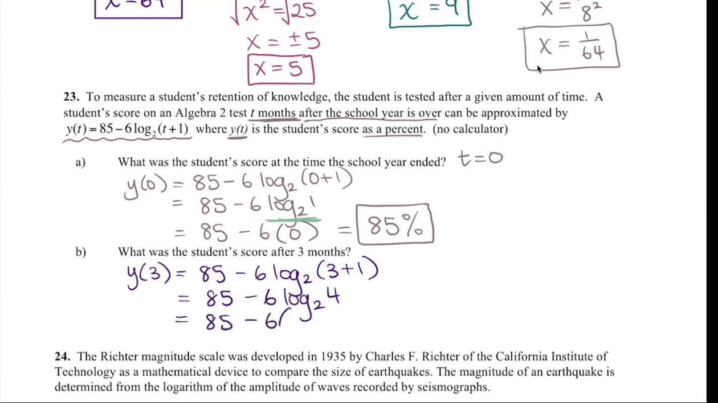So this log base 2 of 4, we're asking the question, 2 to what power gets me 4? And hopefully you guys are thinking that the answer is 2. Okay, so that whole log became 2. So this is 85 minus 12, which is equal to 73. All right, so after 3 months, the student's retention score would be 73%.